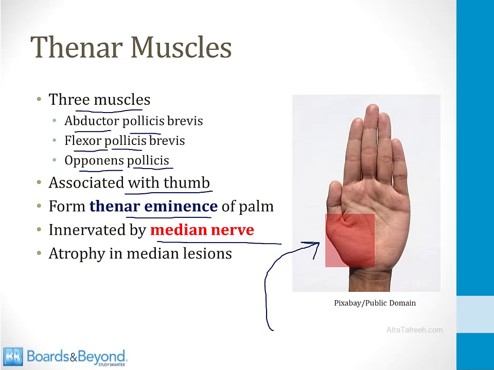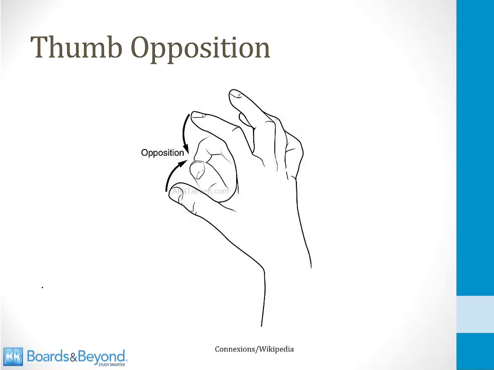The median nerve in general innervates structures near the thumb, including the thenar muscles. And this is important in board questions because when there is a median nerve lesion and these muscles lose their innervation, they will atrophy. So atrophy of the thenar muscles is often described in median nerve lesions. This is a picture showing opposition of the thumb. Opposition of the thumb means touching the thumb to the other fingers.